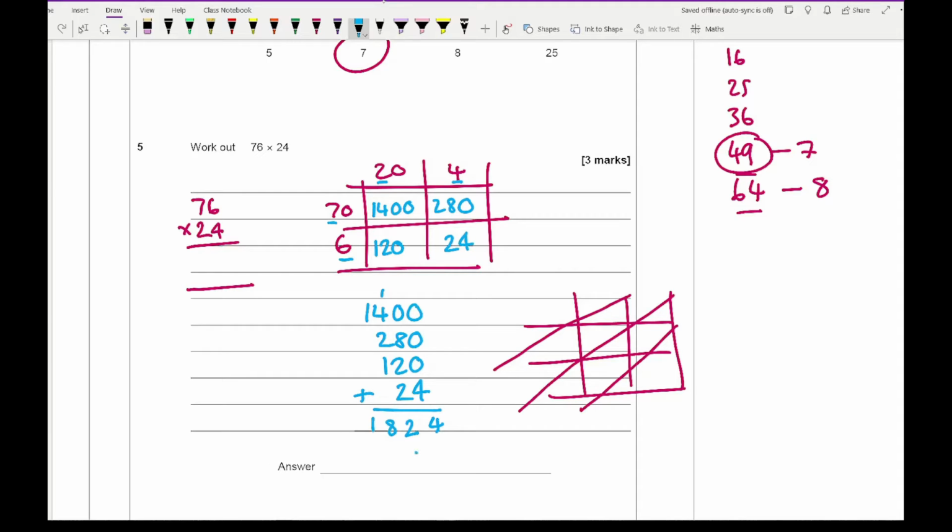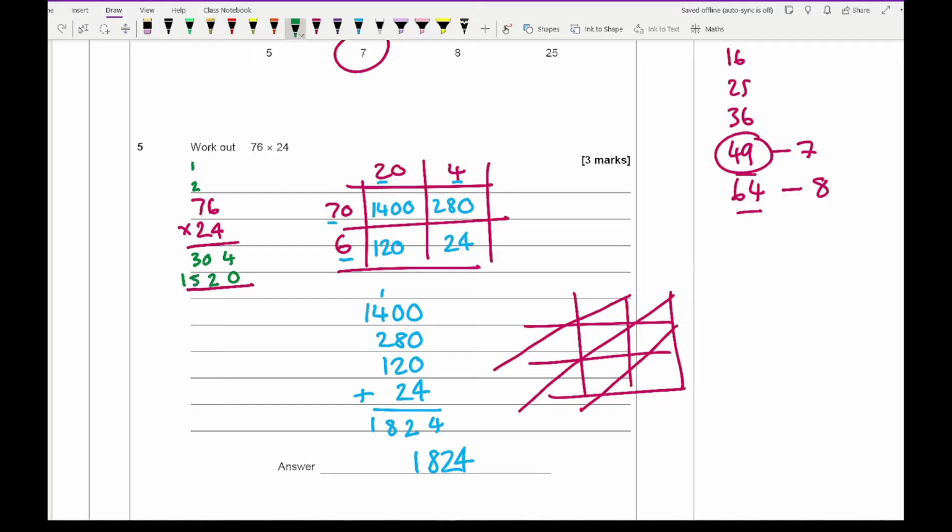So my final answer is 1824. Now if I quickly just do the column method, so here we've got 4 times 6, which is 24, carry the 2, 4 times 7 is 28, plus the 2 is 30, then add a 0, 2 times 6 is 12, add the 1, and 2 times 7 is 14, plus 1 is 15.